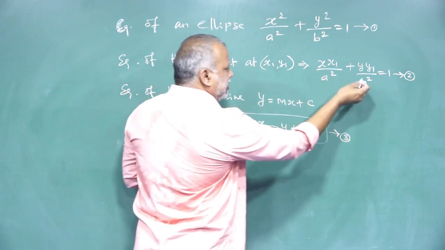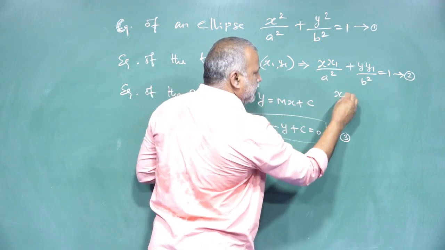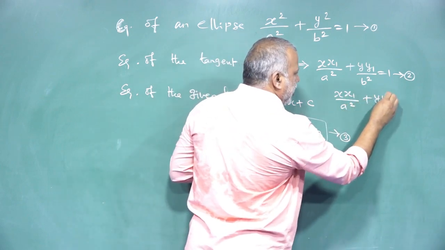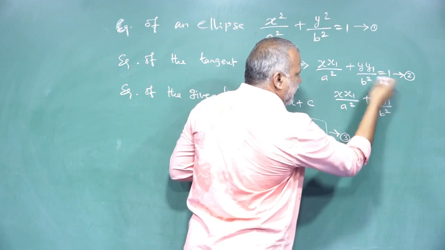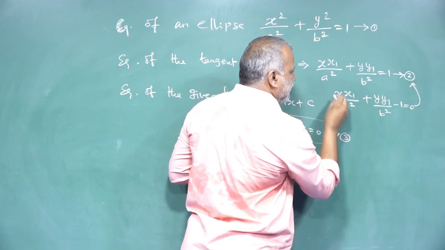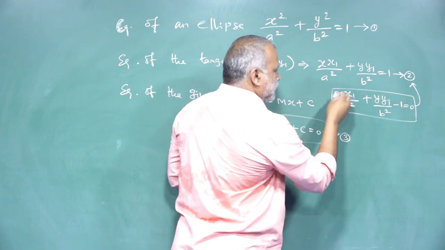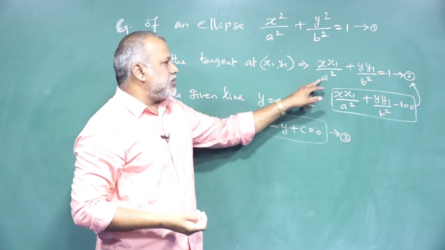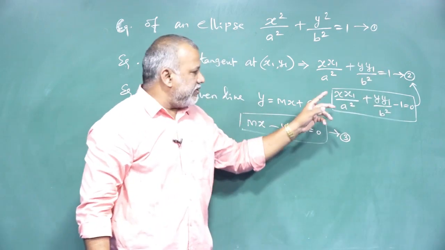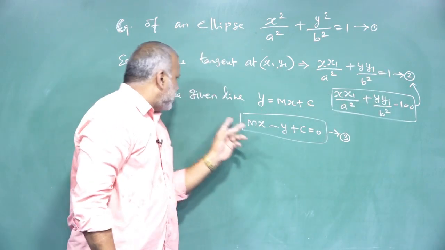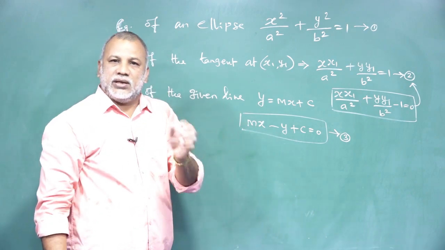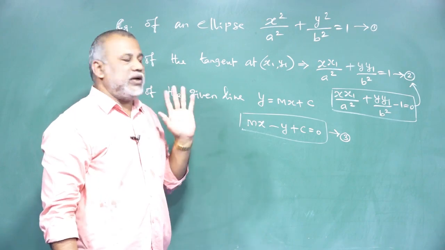In the same way, I can rearrange equation number 2 also. So xx1 by a squared plus yy1 by b squared, I can take this minus 1 here, equal to 0. Consider this is equation number 2. That is the equation of the tangent. This is also the equation of a straight line. This straight line becomes a tangent; that is the required condition we are going to find out.